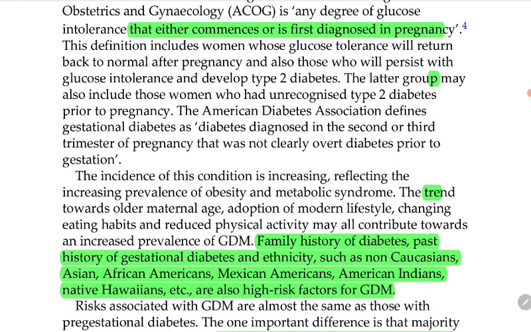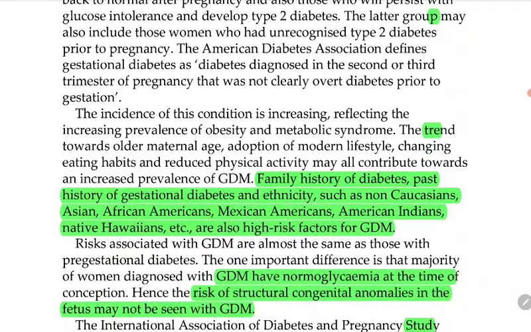ADA defined gestational diabetes as diabetes diagnosed in the second or third trimester of the pregnancy that was not clearly diabetes prior to the gestation. But ACOG told that any time, at the first time it is diagnosed, it will be GDM. ADA told if it is diagnosed in the second and third trimester, it is called GDM. It should not be a prior pre-gestational diabetes.